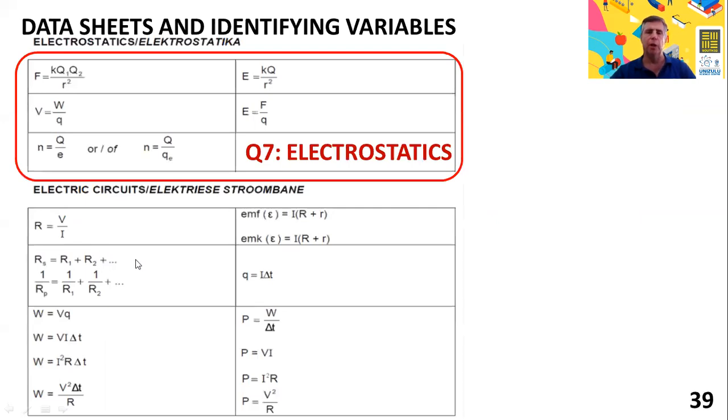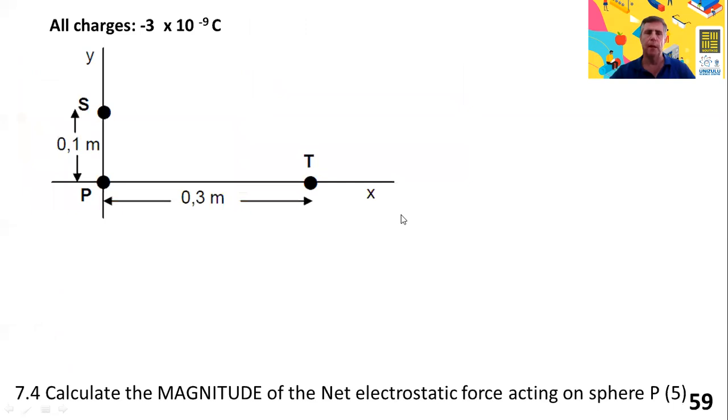Now remember, we're going to go to page 39, the second page on our data sheets, and look at the electrostatics equations. Obviously, for force, we're going to take Coulomb's law, which is there. For electric field, it could be one of these two, but always go simpler if you can. And you're going to see that the simpler definition, electric field strength equals force over charge, is in fact the one which we are going to use.